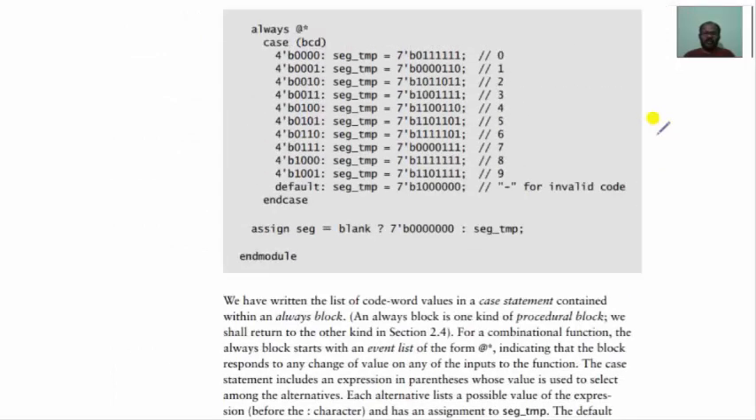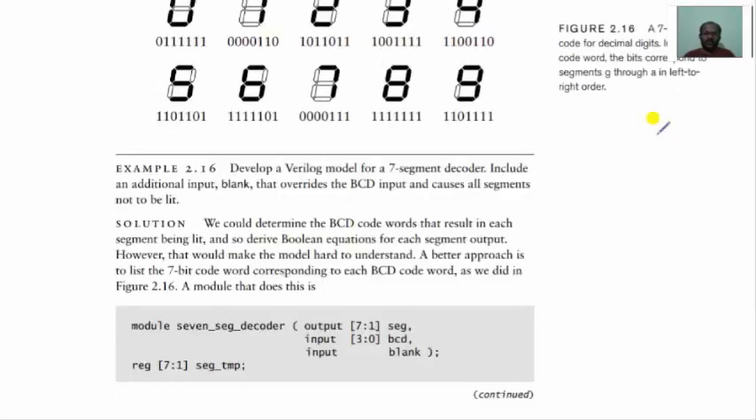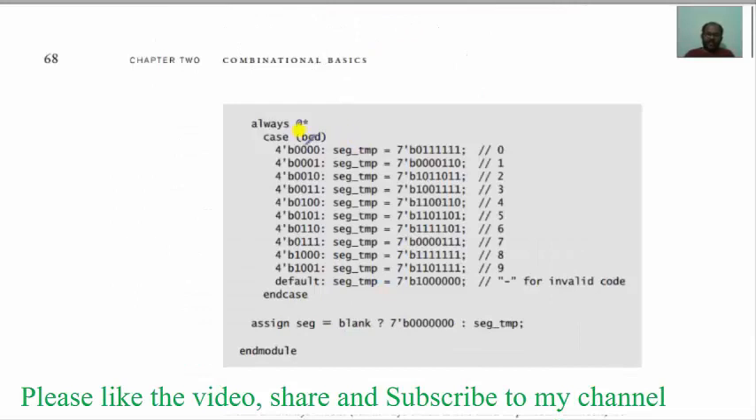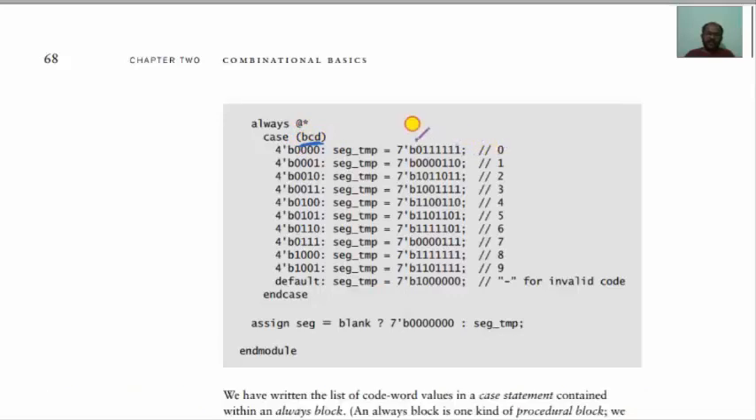This is the piece of Verilog code for the LED display. So what they have given is the module name, they have taken it as 7-segment decoder. Outputs are seg, inputs are B, C, D as well as blank. So always at case B, C, D, when it is 0, 0, 0, 0, I am going to display 0. In order to display 0, I should not turn on the G LED. All the other LEDs should be turned on. Similarly for 9, I have to turn off the E LED. Rest of the LEDs should be turned on.